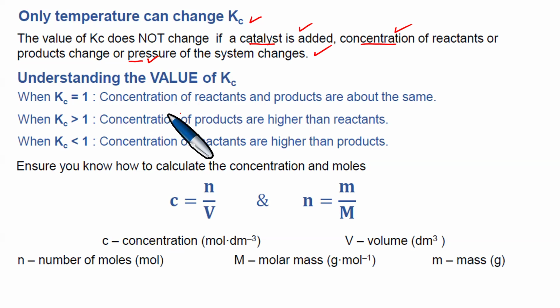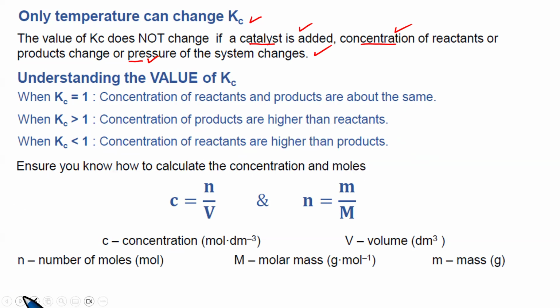So we are saying concentration of reactants and products are about the same. So they can be about the same even if we are dealing with gases, or we are dealing with aqueous substances, or substances in the aqueous state. Right, so when is the Kc bigger than 1? The concentration of products are higher than reactants.